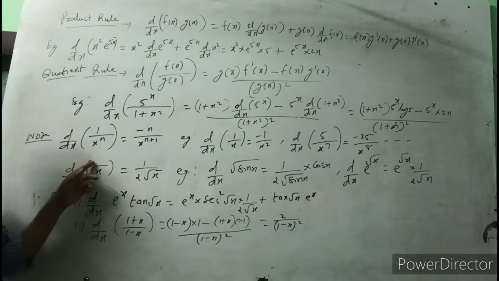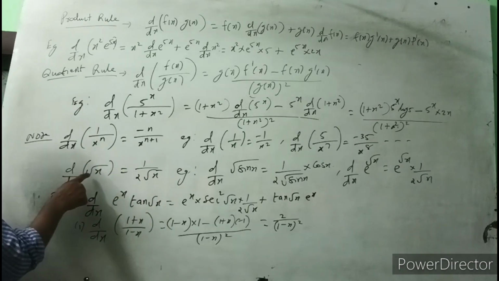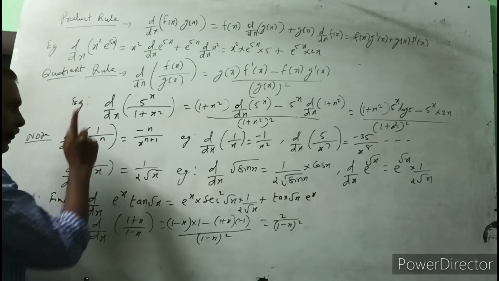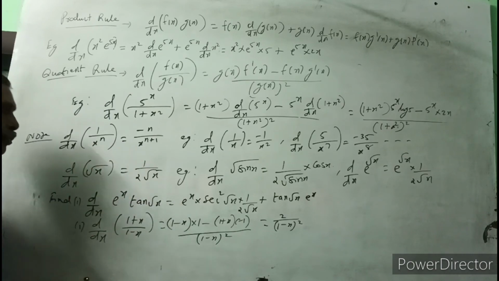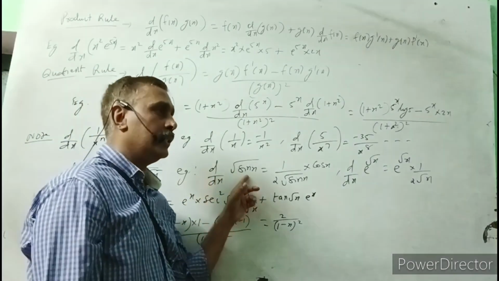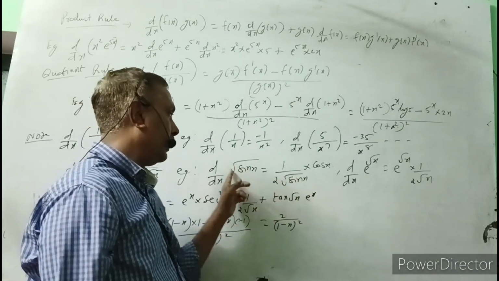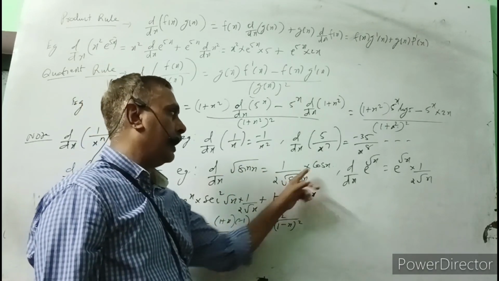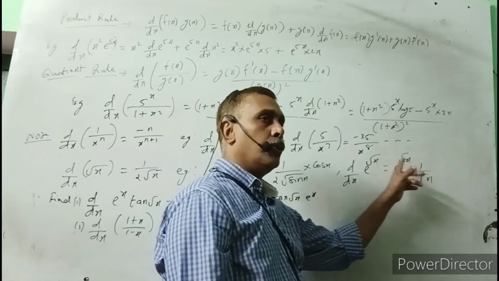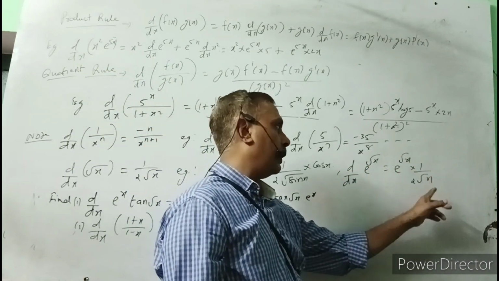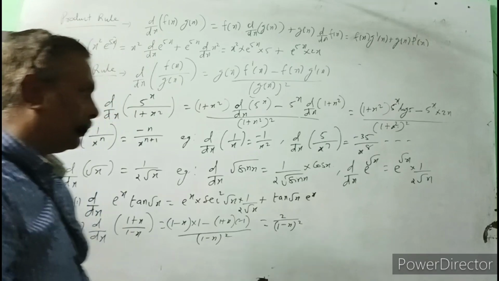Similarly for root x, the derivative is 1 upon 2 root x. If we go with the x raised to n formula, the result is the same, but for root terms you can directly write 1 upon 2 root. For example, root sin x: 1 upon 2 root sin x, that is the root derivative, into the sin derivative, cos x. We can apply the chain rule like that. E raised to root x: e raised to root x itself into the derivative of root x, which is 1 upon 2 root x.